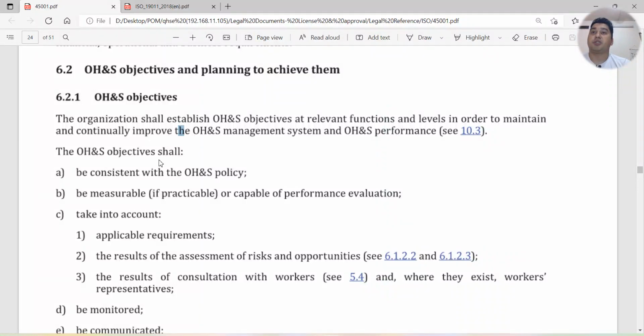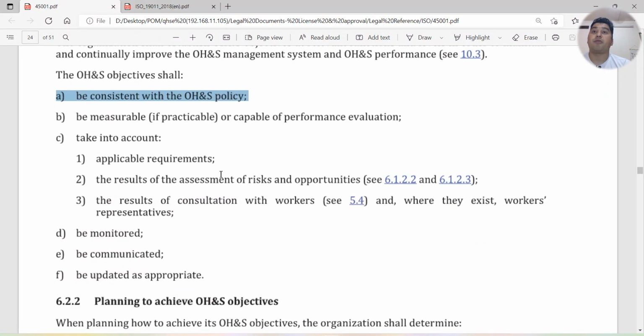When you are setting the OHS objective, it should be consistent with the OHS policy. It should not be different from your policy. Be measurable or capable of performance evaluation. It should be measurable, meaning only what you can measure in numbers. Whatever you are putting as objectives or targets should be measurable and should be in a number.